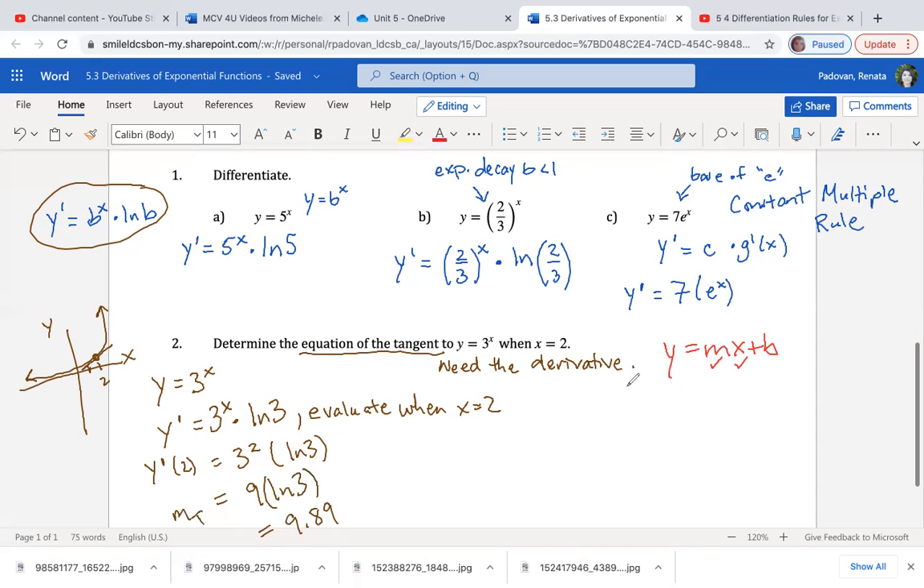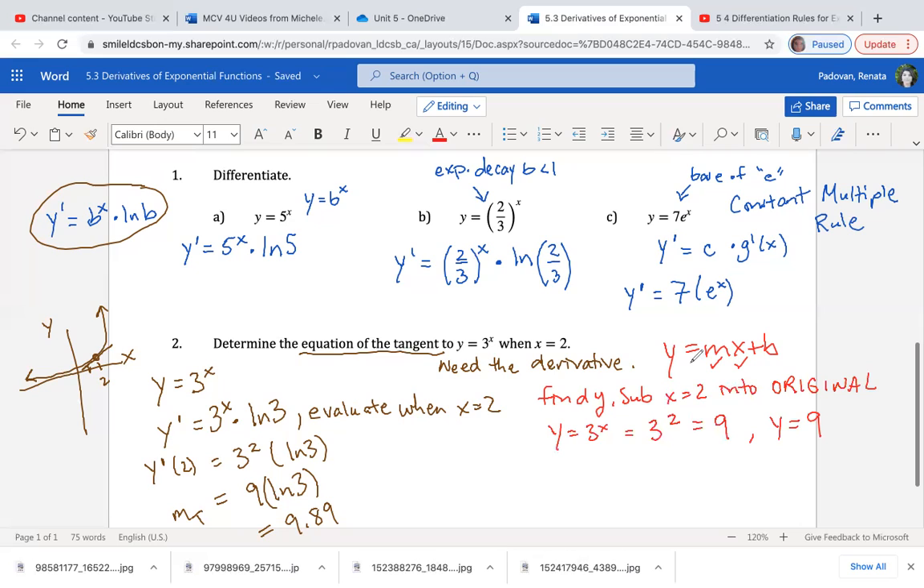To find the value of y, I'm just going to sub my x equals 2 into the original, because there's my equation with x and y. If I know what x is, sub it in, and I've got my y. So sub x equals 2 into original. y equals 3 to the power of x equals 3 squared equals 9. So y equals 9.